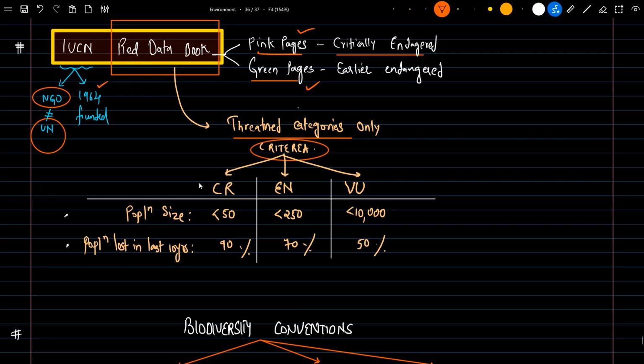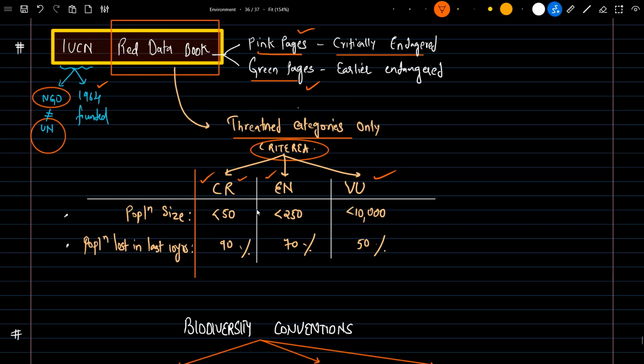So basically it will be classified as critically endangered, endangered, and vulnerable. These are the three categories that will be present in this Red Data List. Let's check out what the criteria for it are.